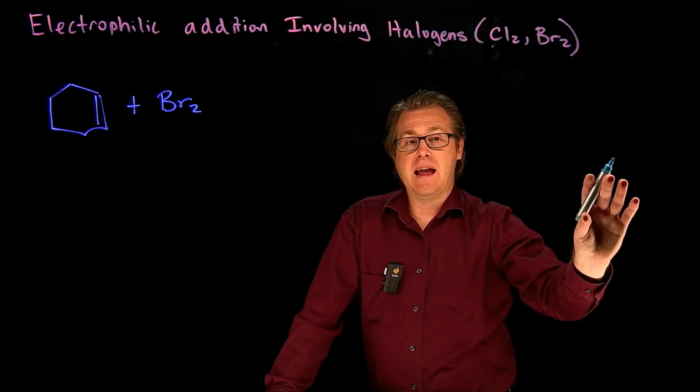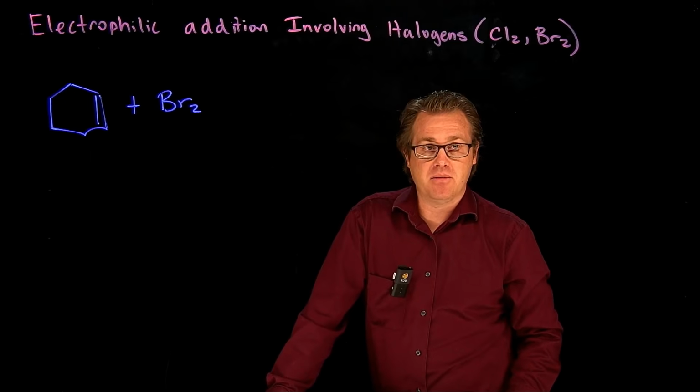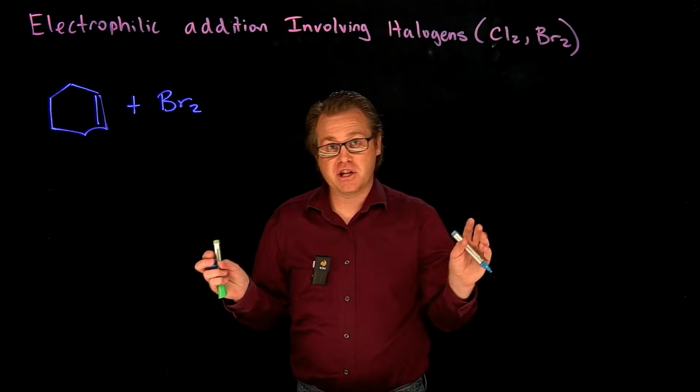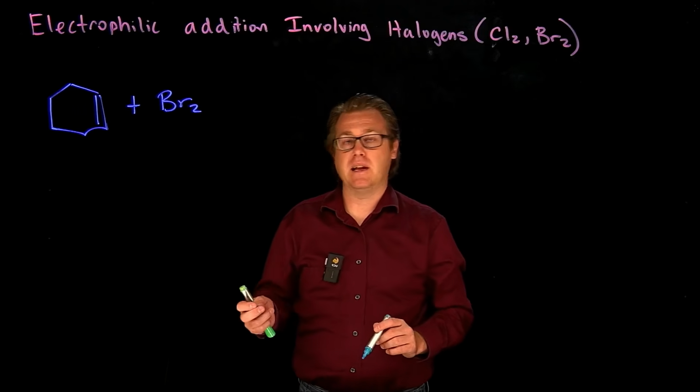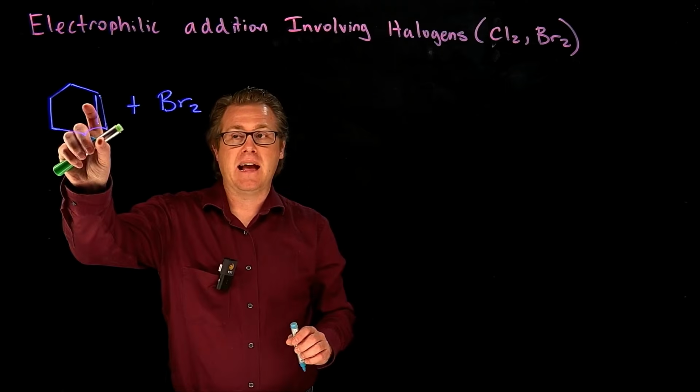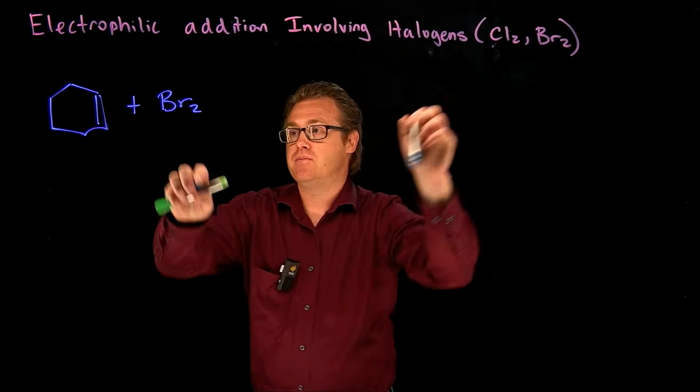It just reacts so fast and it's not controllable. Iodine, on the other hand, reacts very, very slowly and is just not energetically favorable. So those two halogens, they're off the table. There's no need to even talk about them when we're looking at an addition reaction with an alkene and a halogen. It's only these two.